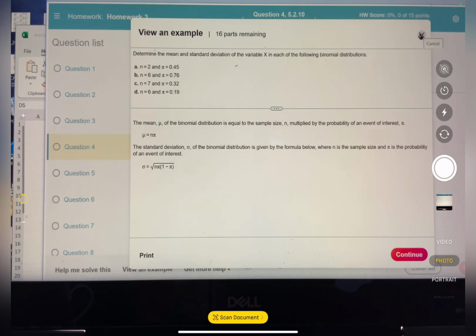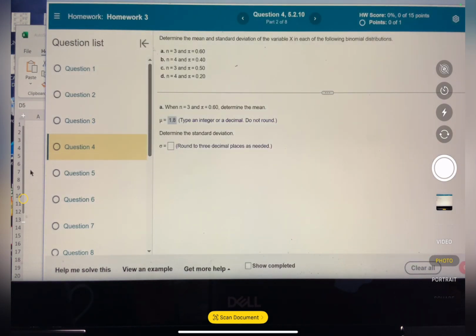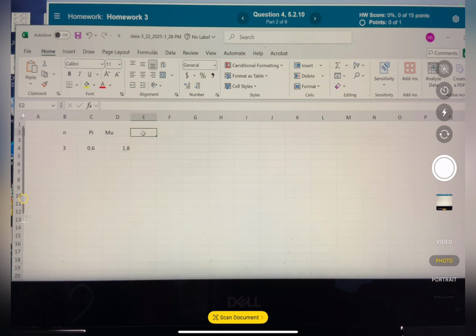Okay, so let's do it. Standard deviation, STD. I want to format this one also in the middle. So we have square root, SQRT, square root in parentheses. What do we have? n times pi. Actually, we already have it. It's mu, right? Hold on.